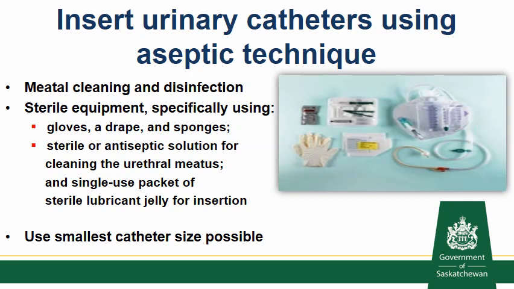Ensure you have all the sterile equipment and supplies you need for the insertion: sterile gloves, drape, and sponges, sterile or antiseptic solution for the cleaning of the urethral meatus, which should be done at least 3 times. A single-use package of sterile lubricant jelly should be used to coat the catheter before insertion. Ensure you use the smallest catheter size possible that provides good drainage but will minimize urethral trauma.